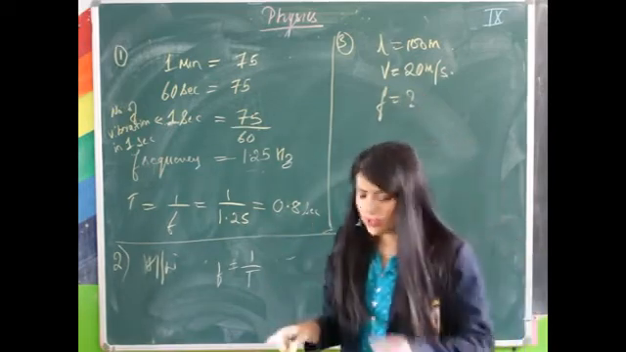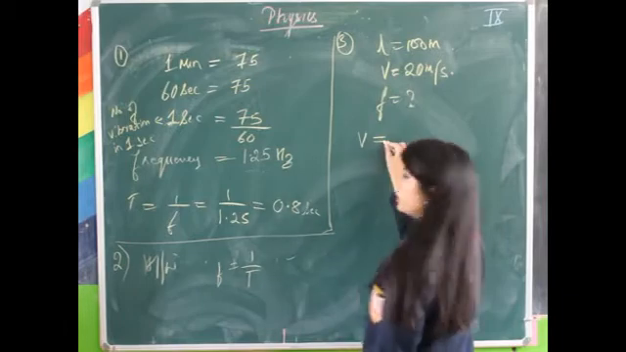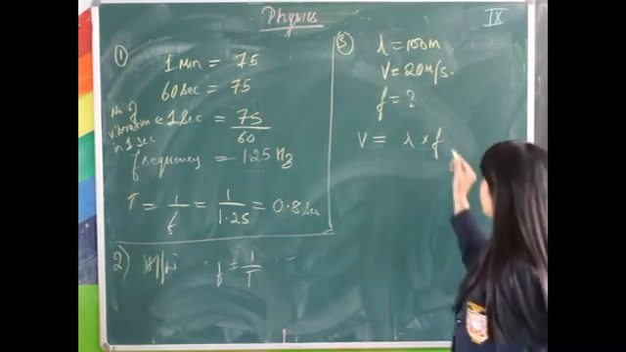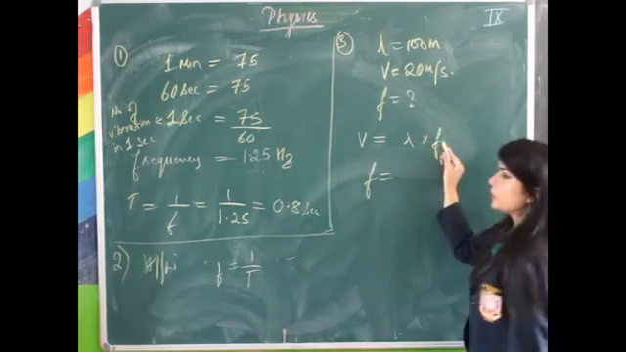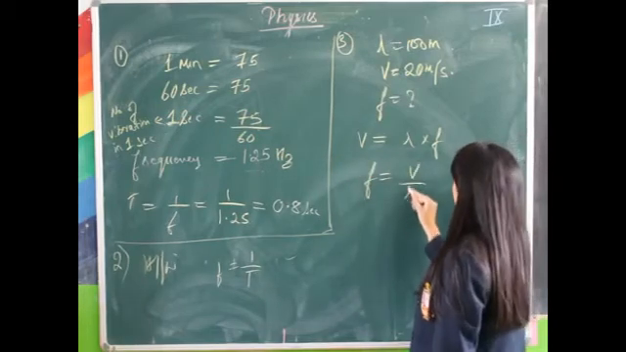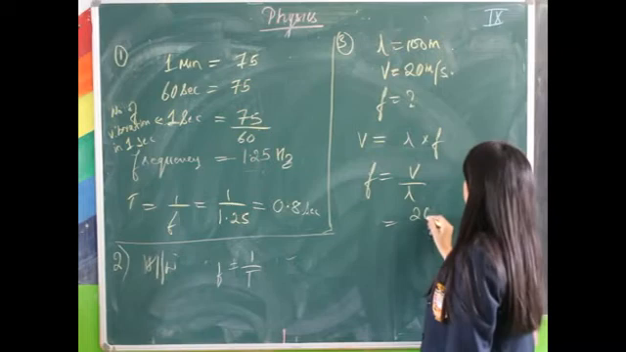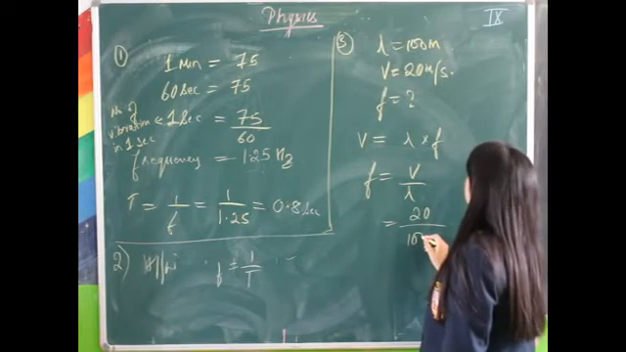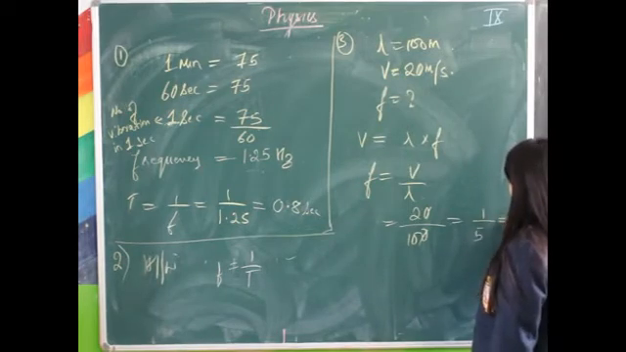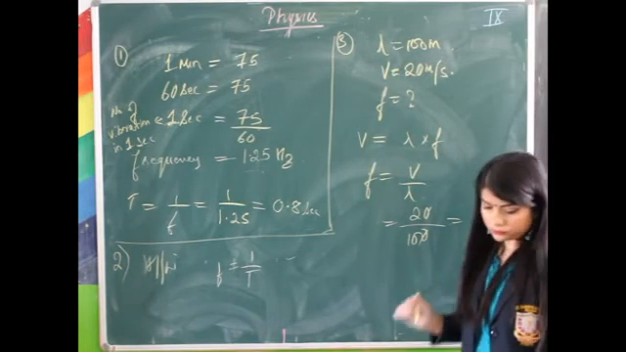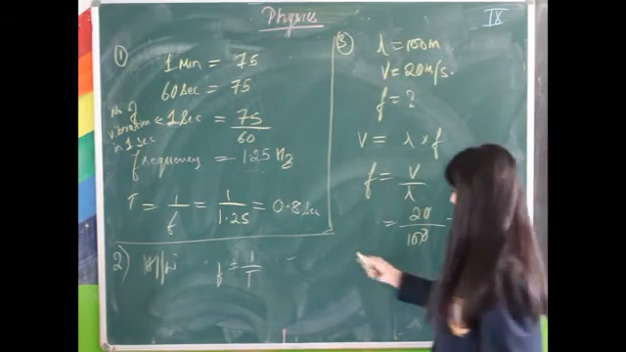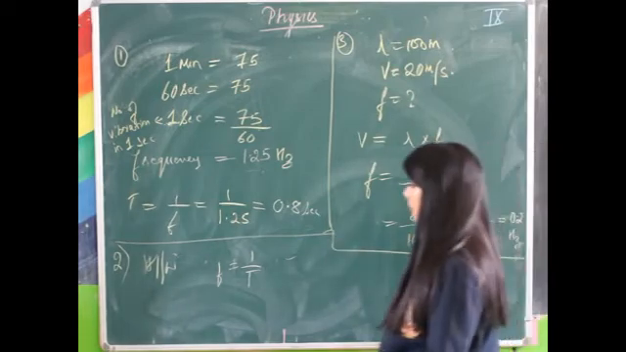Two things are given, you have to find the frequency. What we know is wave velocity is lambda into frequency. So from here, frequency is equal to velocity by lambda. If you want to keep f on this side, lambda will go into the denominator. Velocity is 20, and lambda is 100. So this becomes 1 by 5, which is 0.2. Don't forget the unit, it is Hz. This is for question number 3.